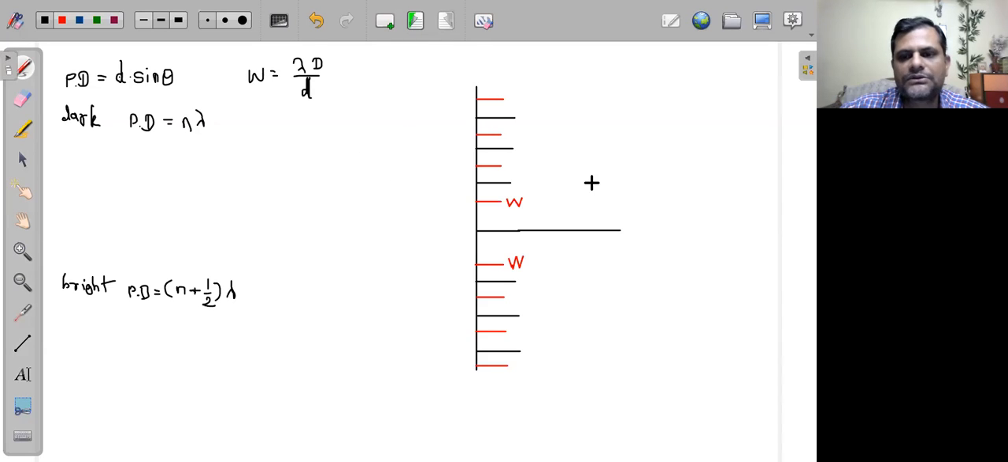So in this case, the second dark band happens to be at a distance of 2W from the center here. So what is the distance of the second dark band here? It is 2W.